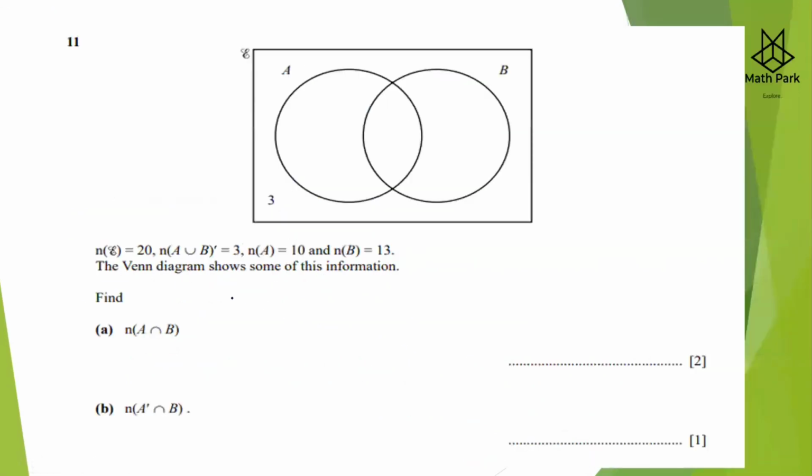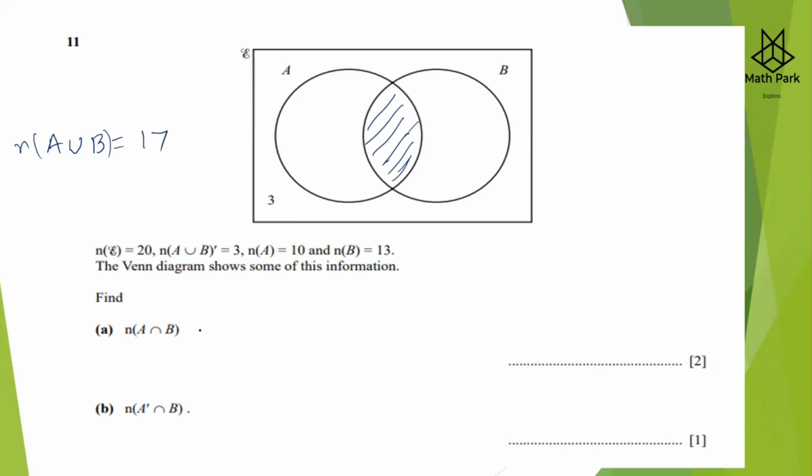Moving to the next question, question number 11. This question I have taken from the specimen paper of 2025. So let us solve this. Here you are given a universal set Venn diagram where A and B are given, and the total number of elements is 20. So the number of A union B is going to be the total 20 minus this 3, that is 17 elements. N of A is 10 and N of B is 13. You are asked to find N of A intersection B. That is what will come over here, that we need to find out.